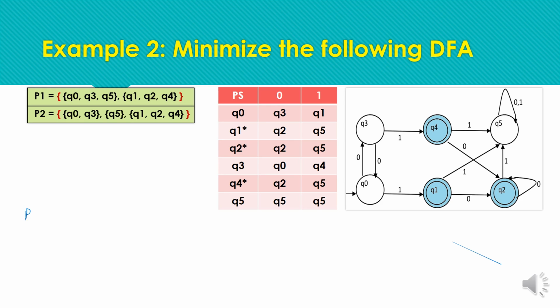For partition 3 we have to repeat the same process. Starting with the first group, we just write the first state Q0. Now check the compatibility of Q0 with Q3. I am not writing the states separately; we can just check in the transition table. From Q0 we are moving to state Q3, and from Q3 we are moving to state Q0.